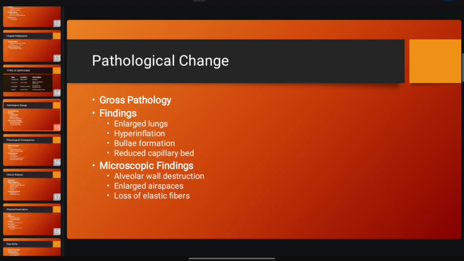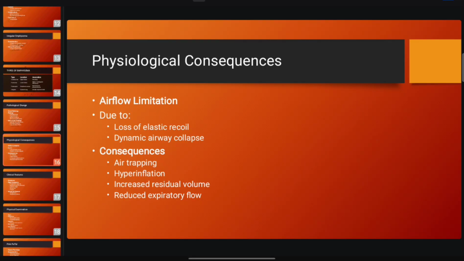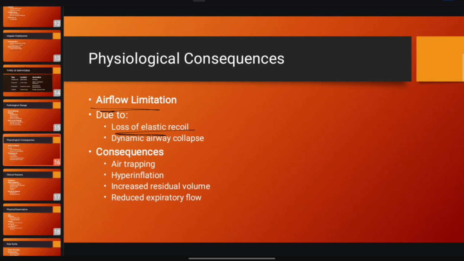Now we talk about the pathological changes which occur in emphysema. The gross pathological findings include enlarged lungs, hyperinflation, bulla formation, and reduced capillary bed. Microscopic findings include alveolar wall destruction, enlarged air spaces, and loss of elastic fibers. Pathological consequences include airflow limitation due to loss of elastic recoil, and dynamic airway collapse. Also it includes the destruction of the alveolar wall, which results in an increase in lung volume but a decrease in total lung volume. Consequences include air trapping, hyperinflation, increased residual volume, and reduced expiratory flow.